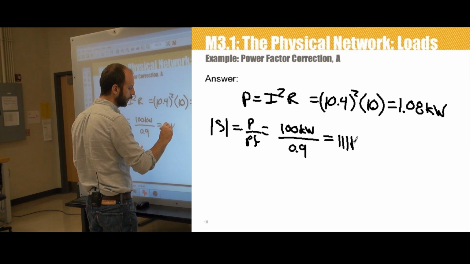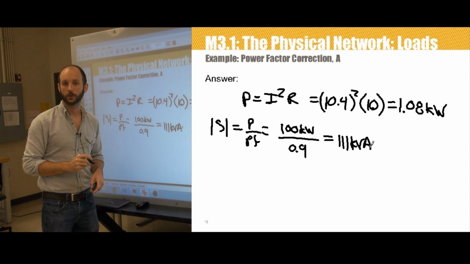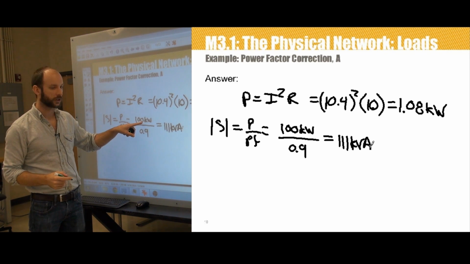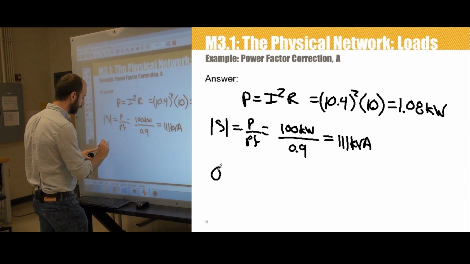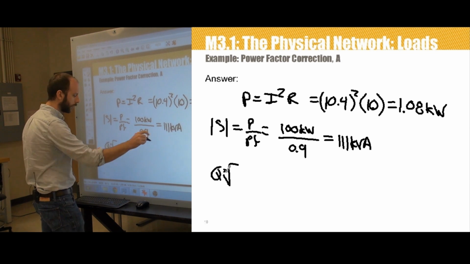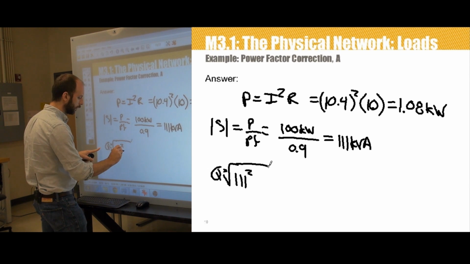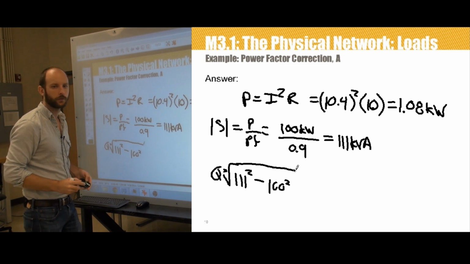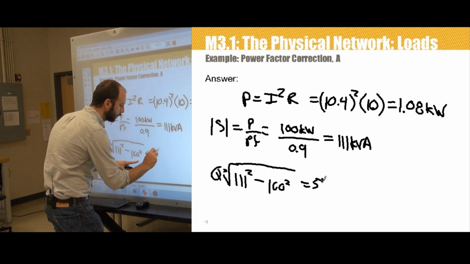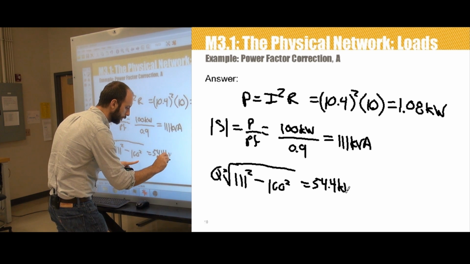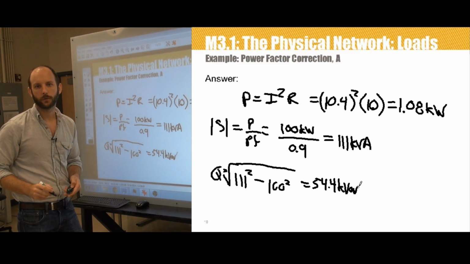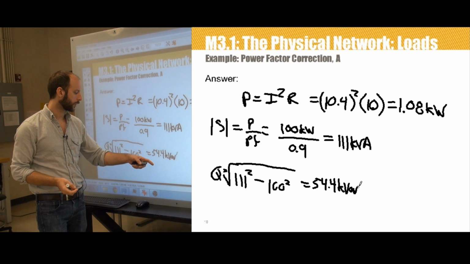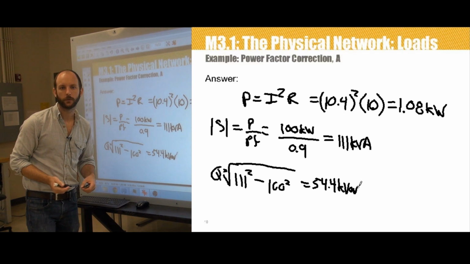Notice the apparent power has dropped as compared to the 125 kVA that we calculated previously, due to our improved power factor. Now we should expect that Q is going to go down. So Q is going to be the square root of 111 squared minus 100 squared. So we get 54.4 kilovar, where previously we had 75 kilovar. So we've got a nice reduction in Q by improving the power factor.